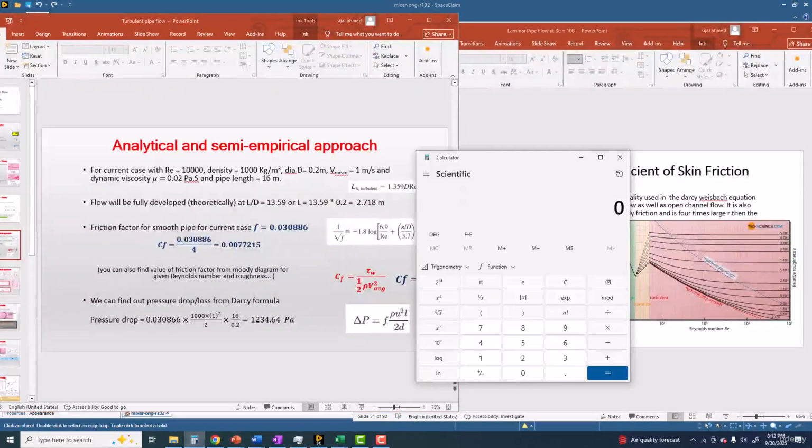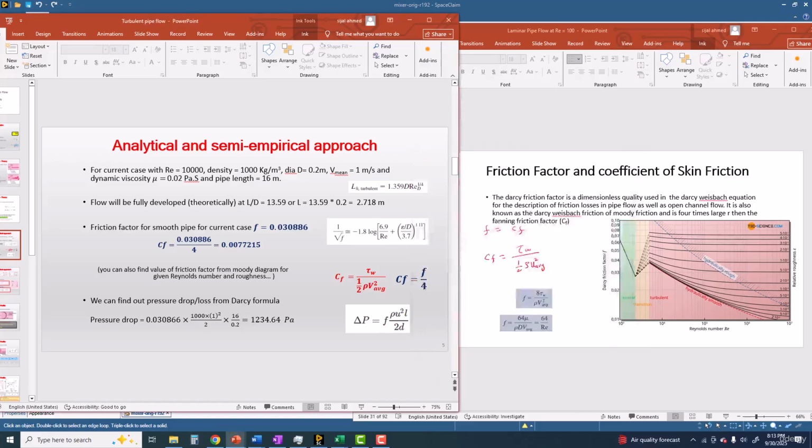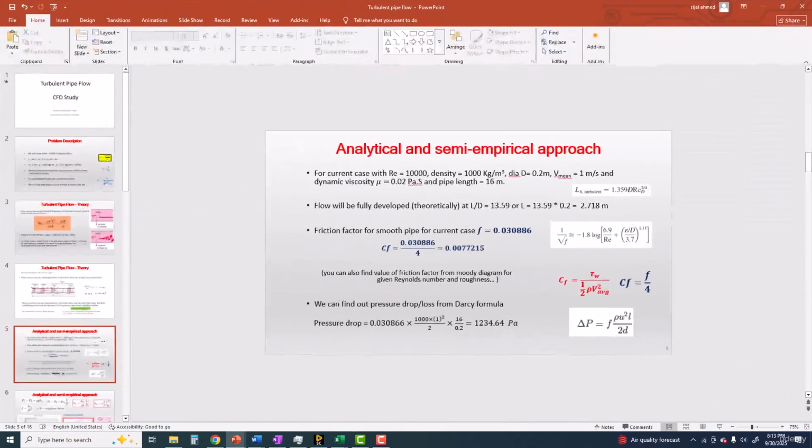So calculator. Okay, let me do it again. 0.030866 into 1000 into 16 divided by 2 and divided by 0.2. So 123.64. Okay. So this pressure drop, but please note that this pressure drop should be compared.